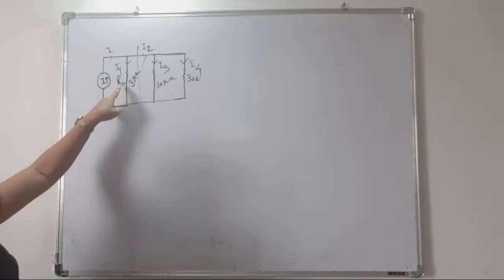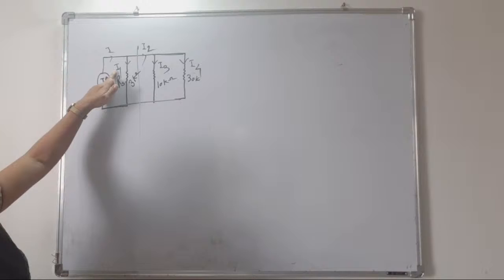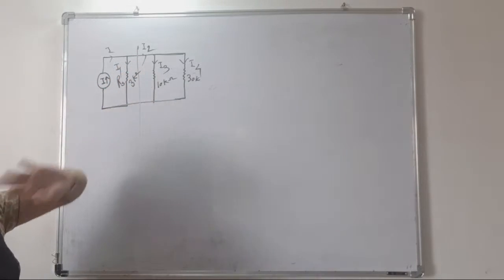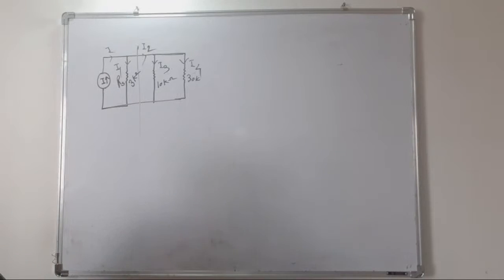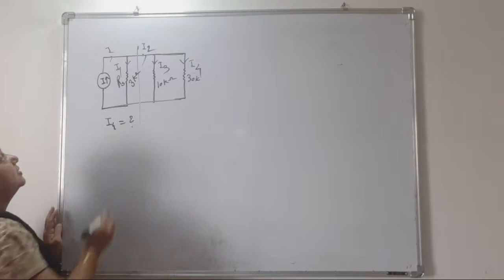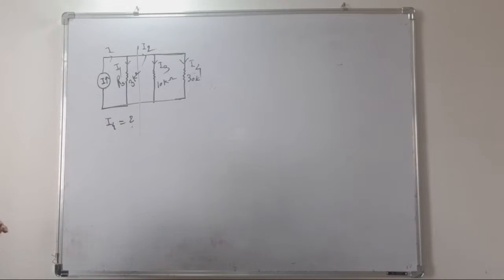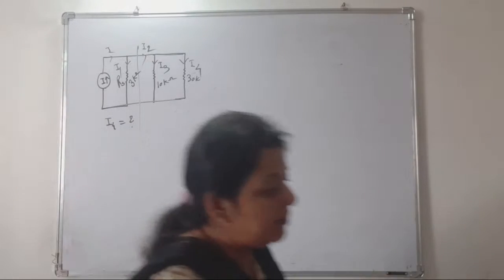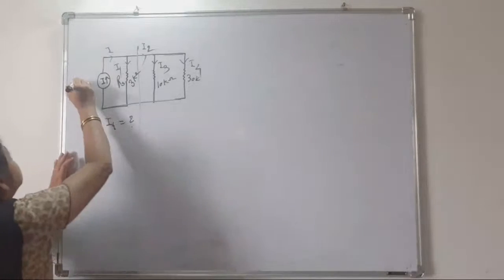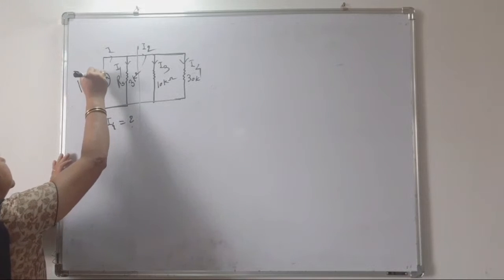The current through the source resistance they termed as I1. Then I minus I1 is equal to I2. I2 is equal to I3 plus I4. Now they want to calculate the current I4. In short, I is given as 1.5 milliampere.